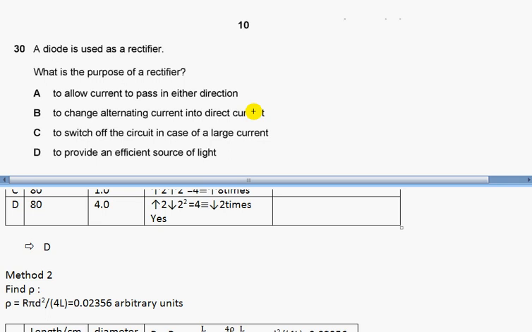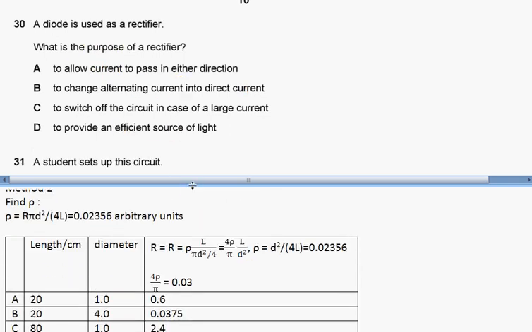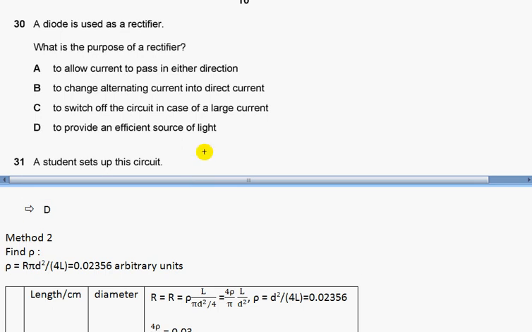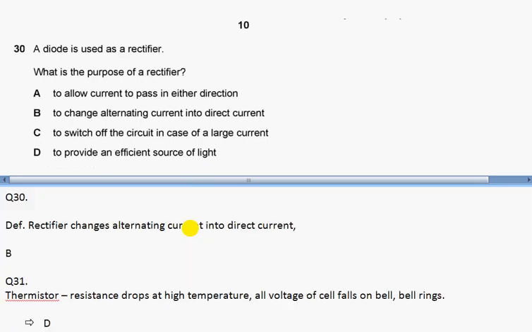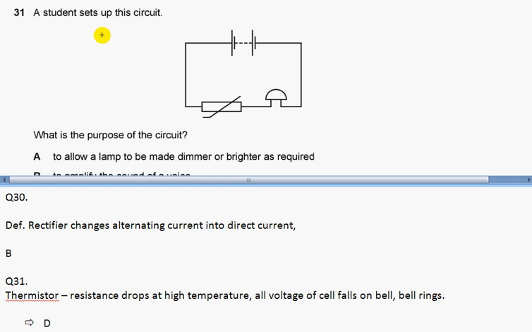30. A diode is used as a rectifier. What is the purpose of a rectifier? Here you should demonstrate your knowledge that a rectifier changes alternating current into direct current. So it is answer B, to change alternating current into direct current. Just this one.